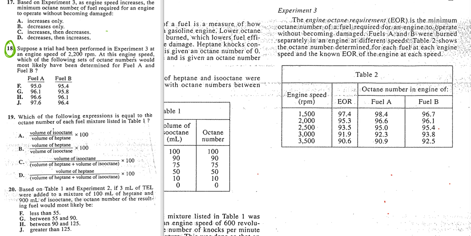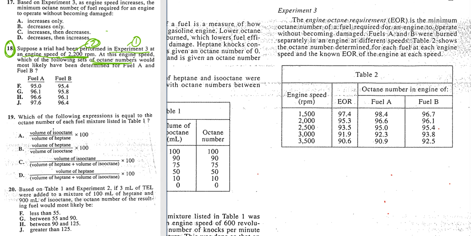Okay, here's question 18. It says, suppose a trial had been performed in experiment 3, so we know experiment 3 is going to be our first step, find that, at an engine speed of 2,200 RPM, so that'll be number 2, find that. At this engine speed, which of the following sets of octane numbers would most likely have been determined?